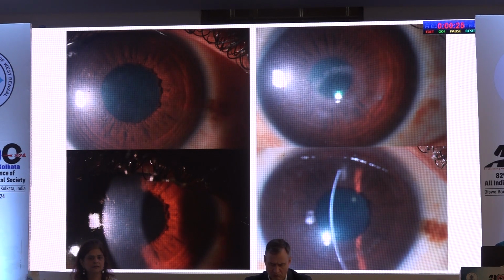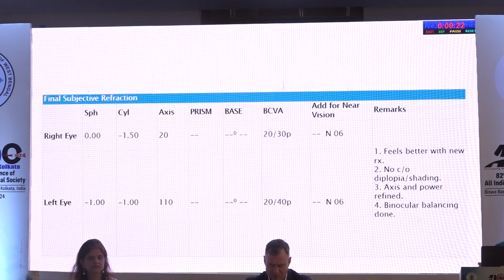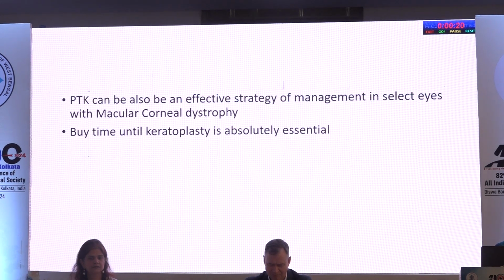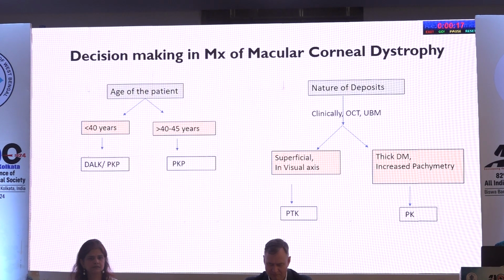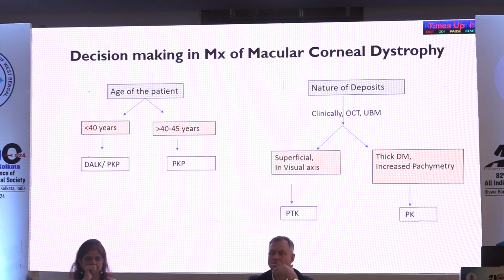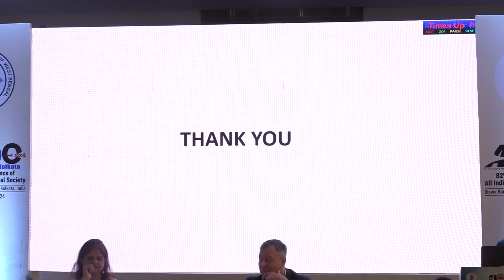The right eye has cleared beautifully, and when we could refract, the patient's vision improved to 20/30, 20/40 in the left eye. So in the decision making for management of macular corneal dystrophy, the algorithm which I will put forward is that the age of the patient is an important criterion. Less than 40 years, maybe DALK or PK may be an option, but above 40-45 years, the time when cataract also starts developing, PK is a better choice. The nature of deposits can be characterized by clinical examination, OCT and UBM. If they are superficial in the visual axis, PTK can be done as a measure to avoid or delay transplant. Thick DM and increased pachymetry are an indication for doing a penetrating graft in these patients. Thank you very much for your kind attention.